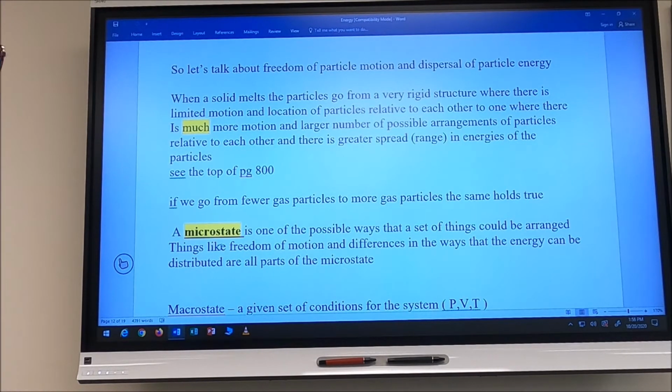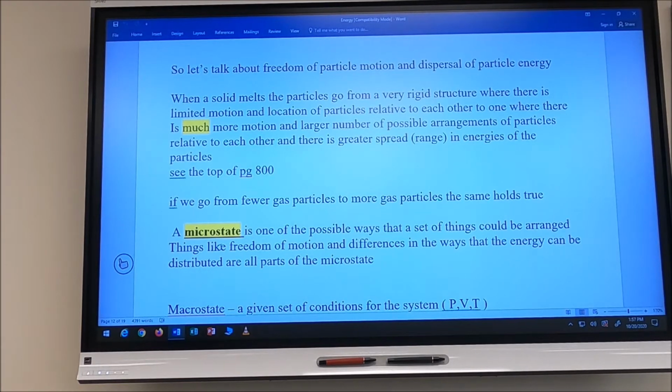So if we go from liquid to gas, we see a tremendous amount of increase in chaos because the particles get further and further apart. Okay, a lot more movement. If we go from fewer gas particles to more gas particles, this also holds true because the more particles you have, the more possible ways you can arrange those particles.